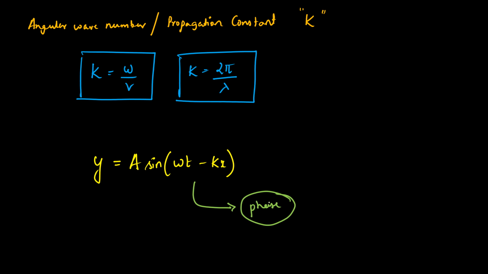Whatever the change is, there could be another, for example, sin of omega t plus or minus something else, kx, or some value will be there. So this particular value will represent the phase of that particular disturbance or that particular wave.